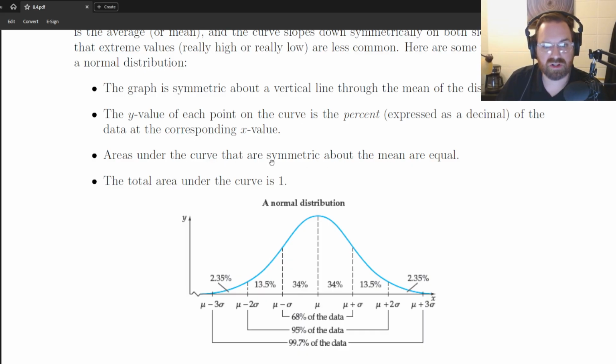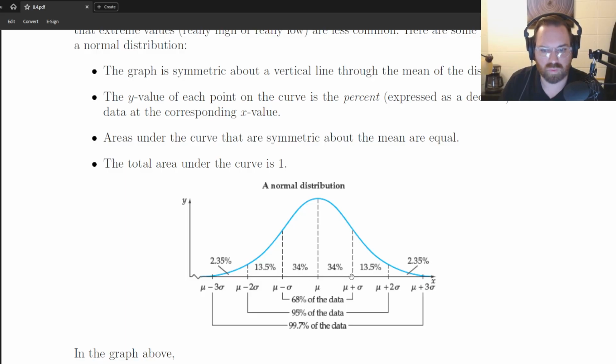The areas under the curve that are symmetric about the mean are equal. So in other words, this 34% here and this 34% here are identical, exactly one standard deviation away, whether it's to the left or to the right. So on average, within one standard deviation, you've got 68% of the data, within 2, 95% of the data, and within 3, 99.7% of the data. There's a little bit beyond 3 standard deviations to the left and to the right, so that's that 0.3% remainder.